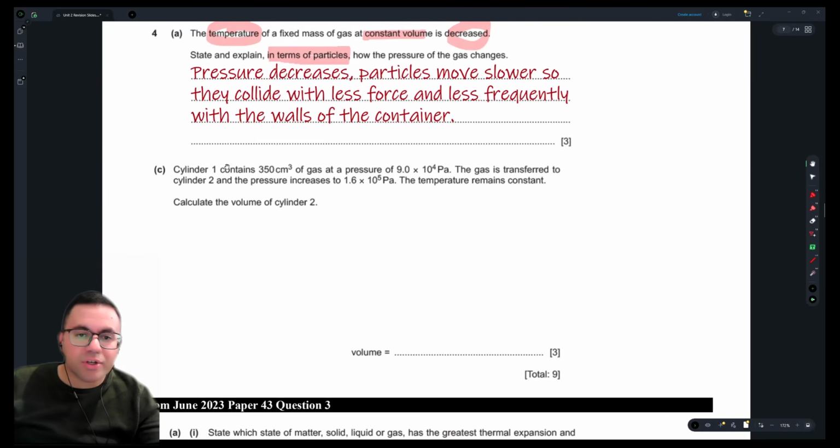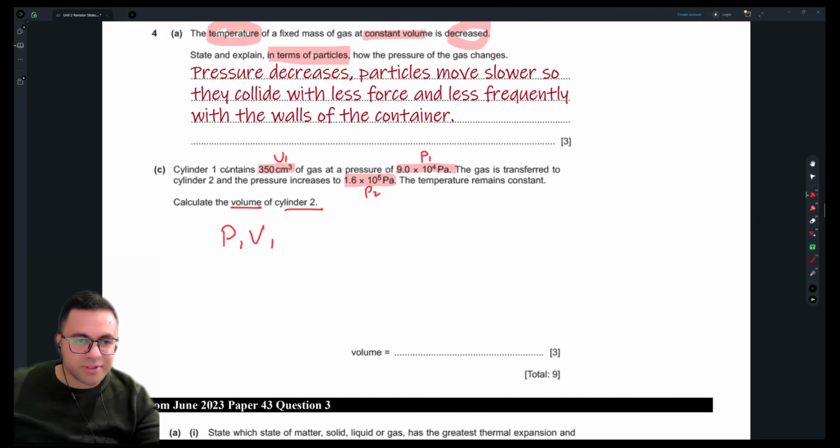Next. Cylinder 1 contains 350 centimeter cubed, that's volume, of a gas at a pressure of 9 times 10 to the power of 4 Pascal. The moment you see volume and pressure, immediately think of P1 V1 equals P2 V2. The gas is then transferred to cylinder 2, and the pressure increases to 1.6 times 10 to the power of 5 Pascal. So that's P2. This is P1, this is V1, this is P2. He's probably going to ask for V2, right? What's the volume of cylinder 2?